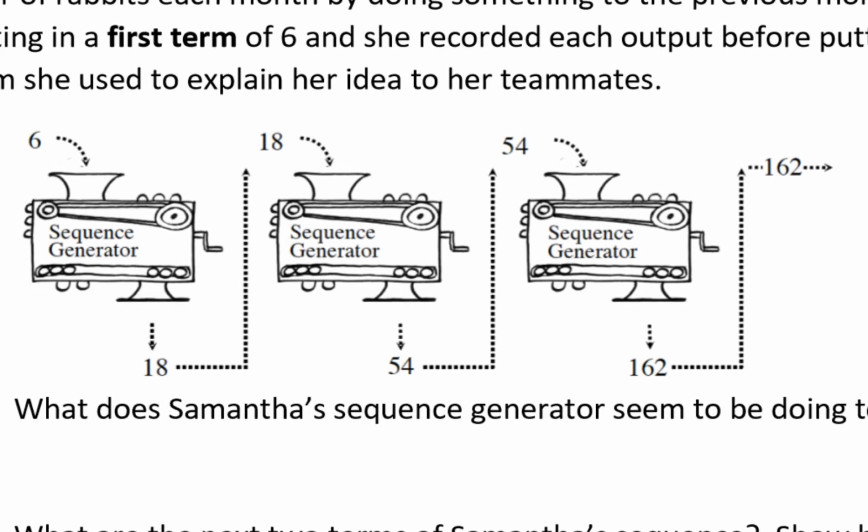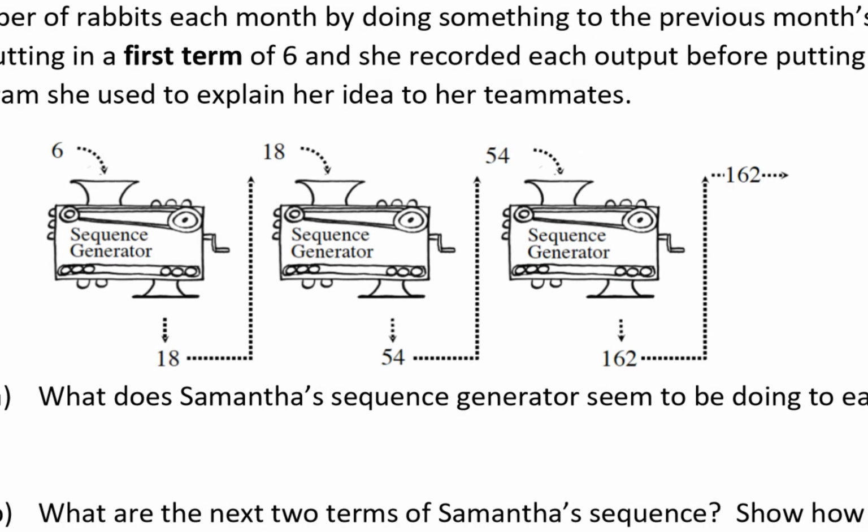She's taking the value of 6, it goes into the machine, and you can see it spits out 18. 18 is input back into the machine, and it spits out 54. 54 goes into the machine, and it spits out 162. You could keep doing this forever, right? 162 goes into the machine, and so on.